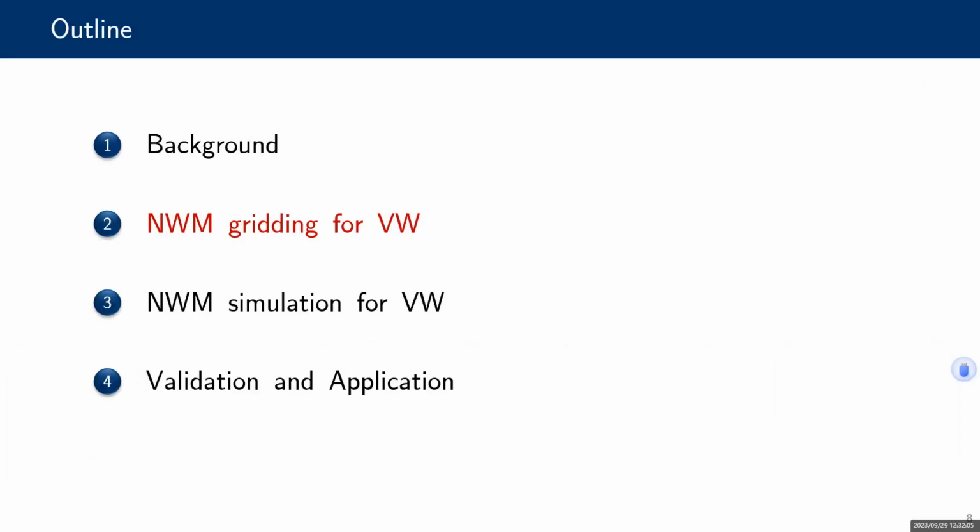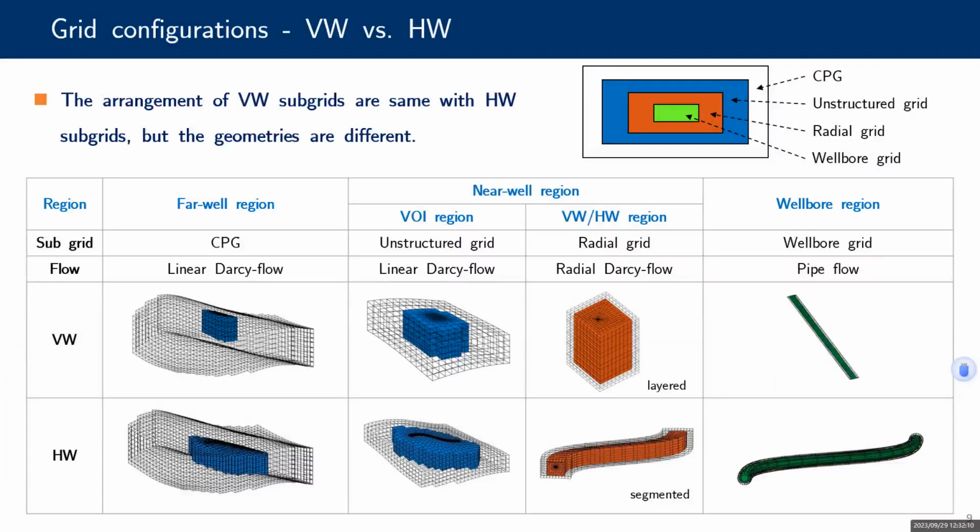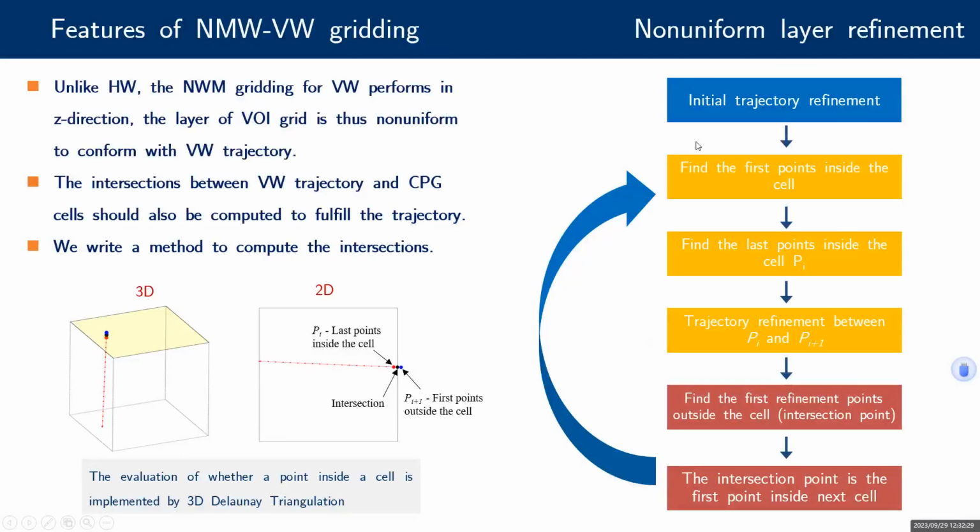The second part is the near-wellbore gridding for vertical wells. The arrangement of the vertical subgrids is the same as the horizontal subgrids, and it also has the corner point grid, the unstructured grid, and the radial grid, which mostly intersect in the wellbore grid. But the geometries are different.